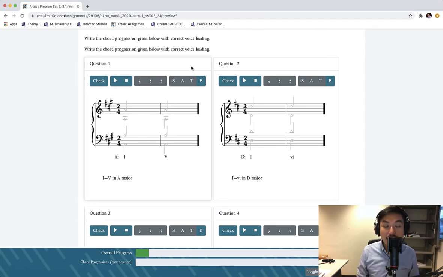So in order to use Artusi for this, click bass. You can click S, A, T, or B. First I'm going to click bass, and it'll automatically change the stem directions for you. So in A major, of course, we start with A. And 5, we're going to 5, which is E.